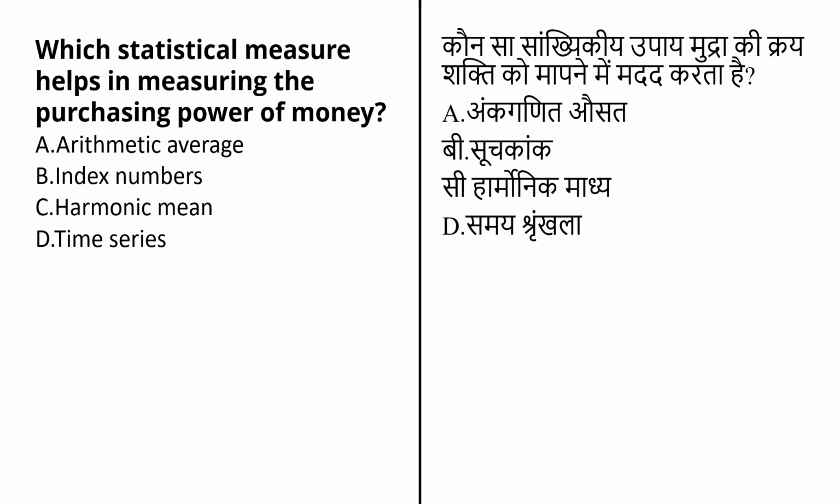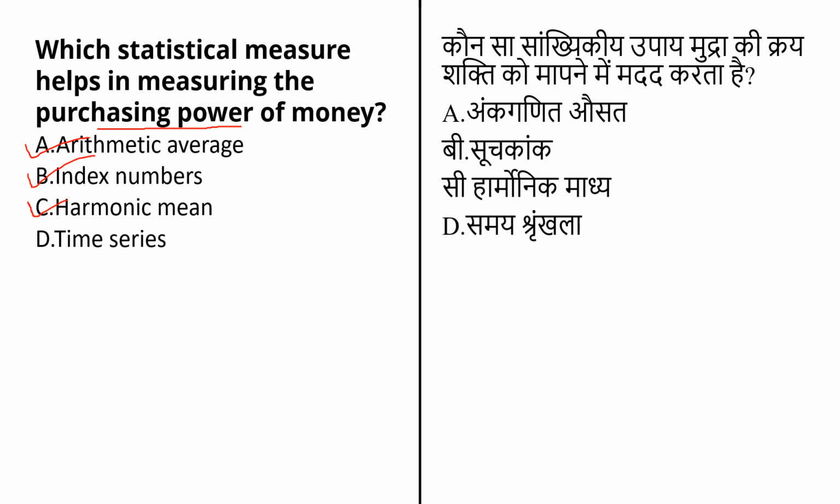During my previous lecture, I asked you one question, and the question was: which statistical measure helps in measuring the purchasing power of money, and the options given were arithmetic average. Here the arithmetic mean, or arithmetic average, or simply just the mean or average, is the sum of the collection of numbers divided by the count of numbers in the collection. Second option was index number. The index number is an economic data figure reflecting the price or quantity compared with a standard or base value. Third option was harmonic mean.